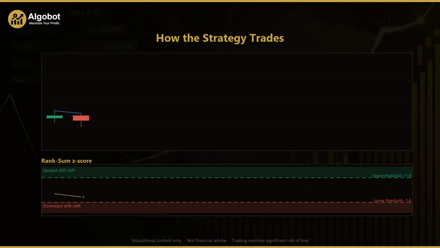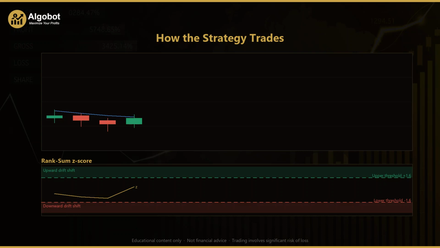Let's walk through this illustration candle by candle. On the price chart, the blue line is the baseline exponential moving average, our trend alignment filter. In the panel underneath, the gold line is the rank sum z-score, with a dashed green band at positive 1.6 and a dashed red band at negative 1.6. Those bands are the significance thresholds the shift has to clear.